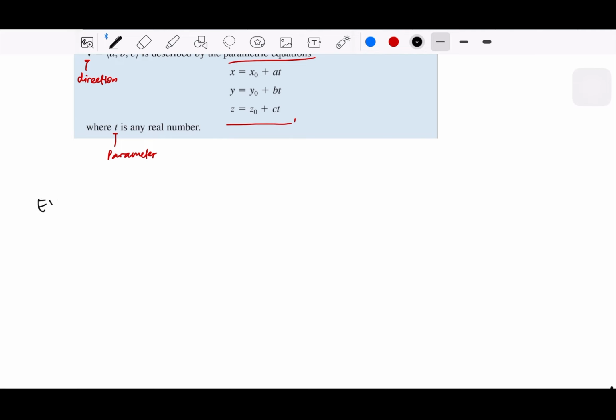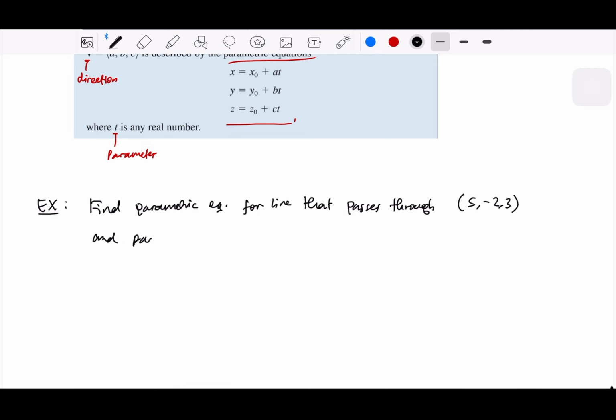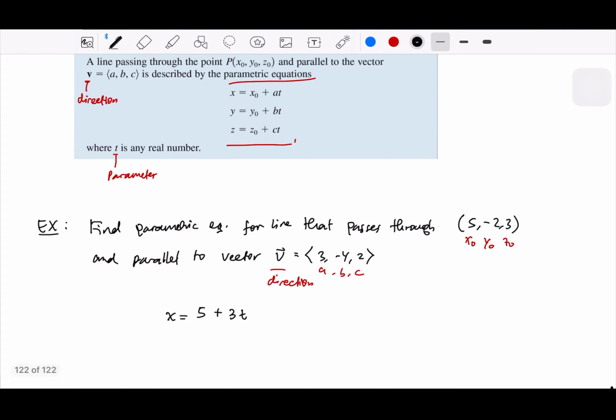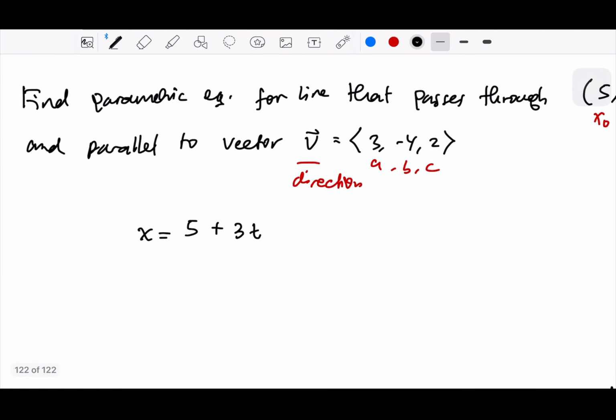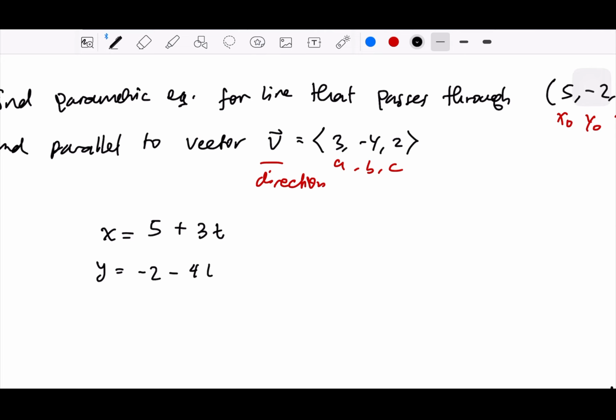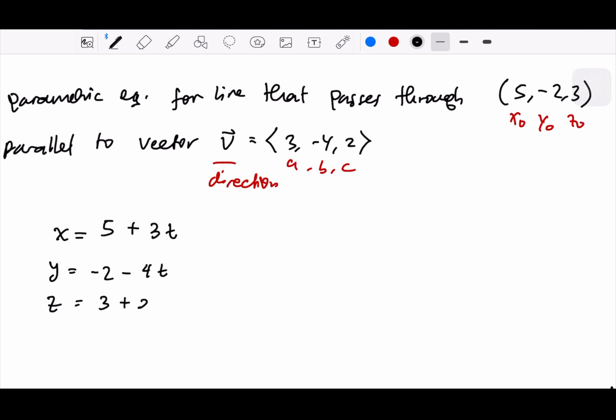Let's start with an example. Find the parametric equations for the line that passes through the point 5, -2, 3 and is parallel to the vector v. So this is the direction, which means that v is a, b, c. We start with x0, y0, and z0, which is this, so x will be 5 plus 3t. We get this by putting it into this form. Then y is -2 minus 4t, and z is 3 plus 2t, right?